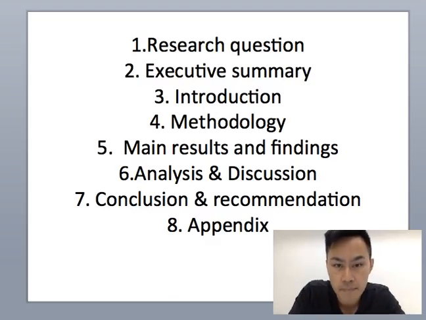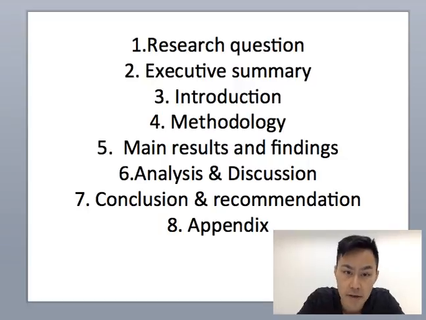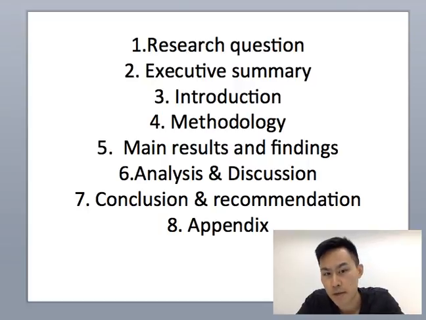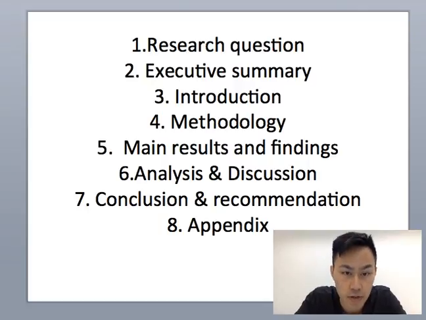In your Business IA, if you're doing Business HL, the word count is 1,500 words. For SL it is also the same. The word limit is very, very important, so make sure you don't go beyond 1,500. If you want to get a level 7, make sure the word count is within the limit.